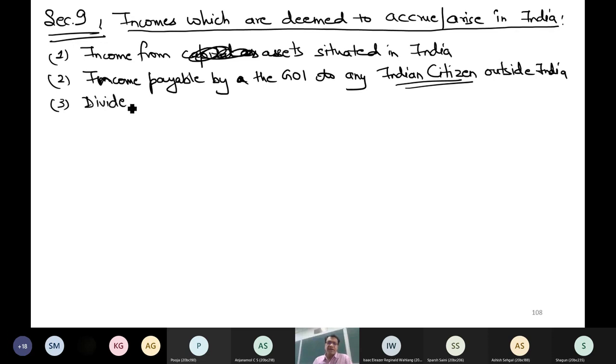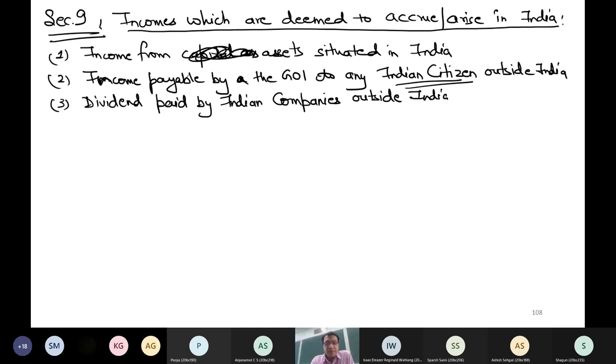Third, dividend paid by Indian companies outside India. I will show you the act now. If any Indian company pays any dividend, even if outside India, it will be assumed that this dividend income is the income which is accrued in India, and every recipient of this dividend, even if non-resident, has to pay tax on this dividend income in India.